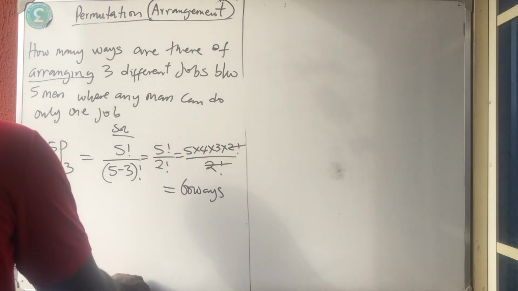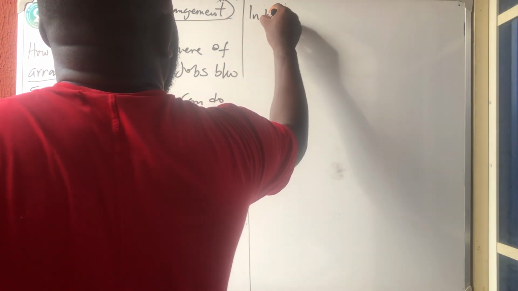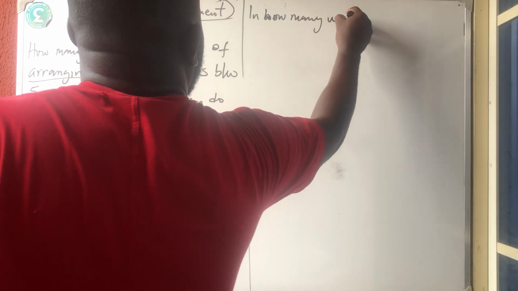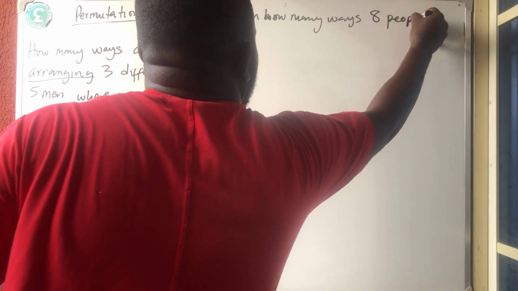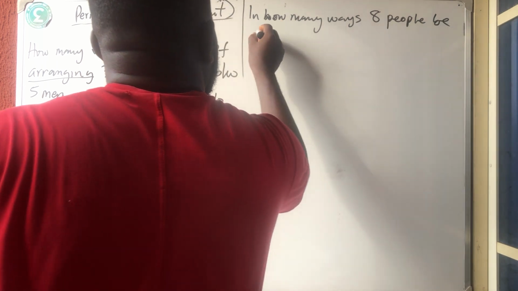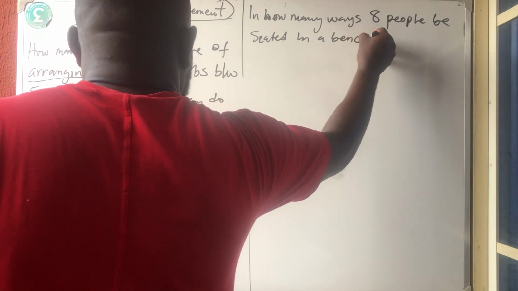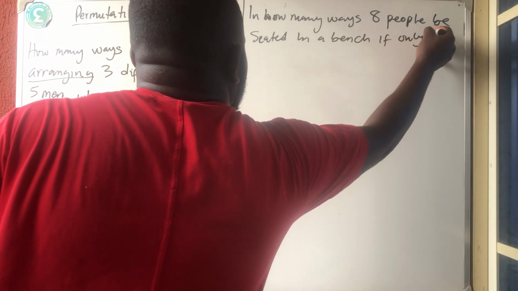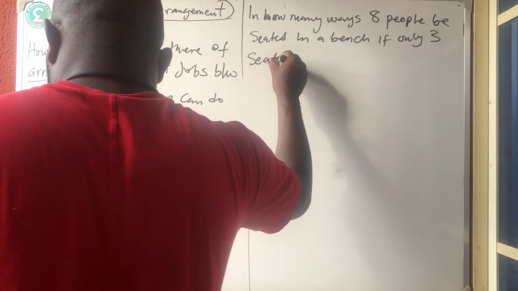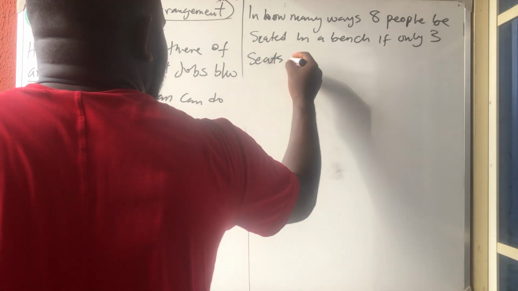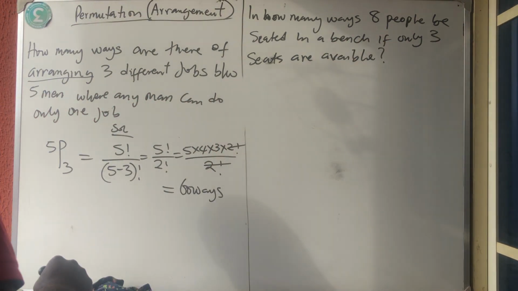The next question said, in how many ways can 8 people be seated in a bench if only 3 seats are available? Okay, solution.